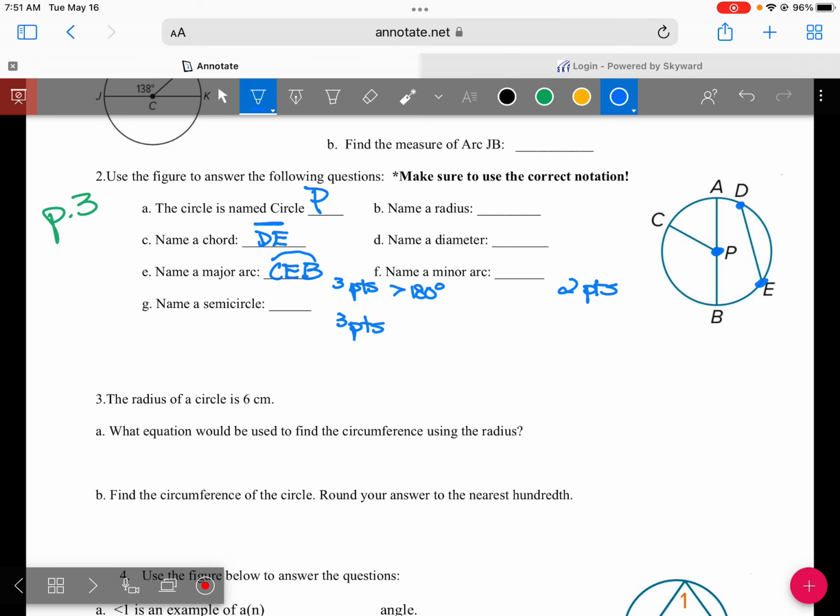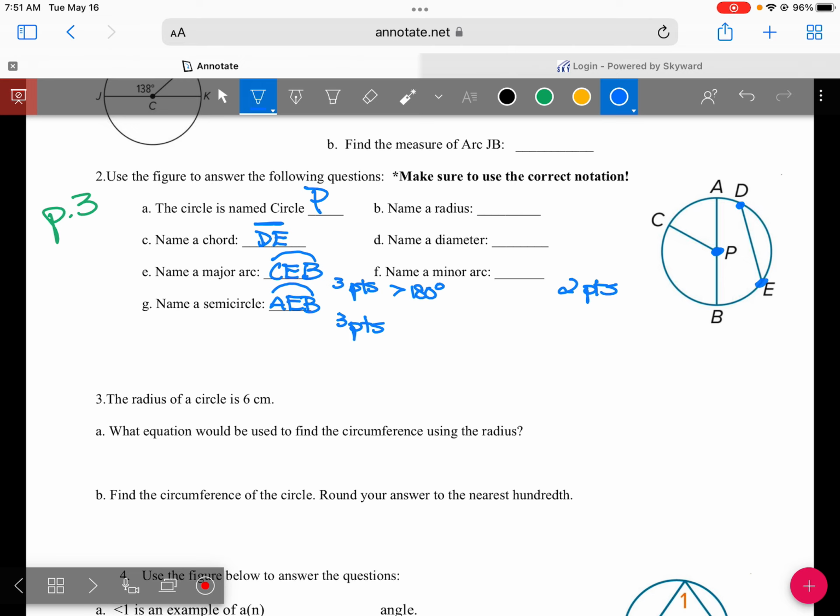So letter G, oh, I guess I'm not going in alphabetical order. How about naming a semicircle? ABP. No, it's got to be an arc on the outside of the circle. Say it again. AEB. That would work. Arc AEB. And again, make sure you show the arc.